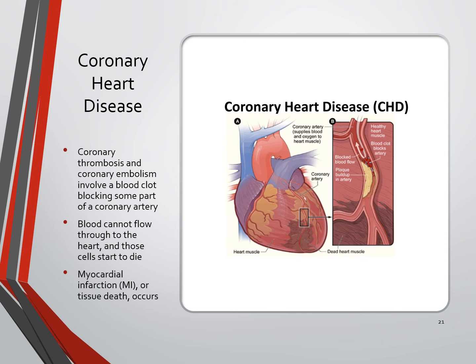So, some different types of coronary heart disease. The first one is coronary thrombosis or embolism. Remember, this has to do with some sort of clot, either a stationary clot, which we refer to as a thrombus, or a moving clot, which we refer to as an embolus. And these clots can block the flow of blood to the heart muscle, and that causes those cells to start to die, and that is what leads to a heart attack.